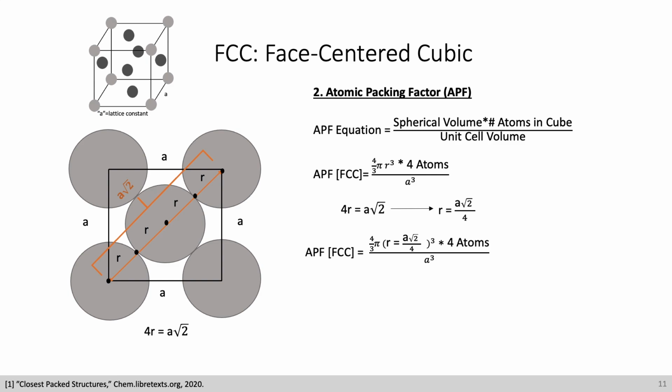which then means our APF can be solved like this, where we put R into our equation and simplify to pi times square root 2 over 6, which then means 0.74 or 74% of our FCC structure is consumed by the atoms themselves. And so therefore, about 26% is not consumed by our atoms, and so this is a more close-packed structure compared to simple cubic, especially because we have more atoms enclosed within our FCC structure.